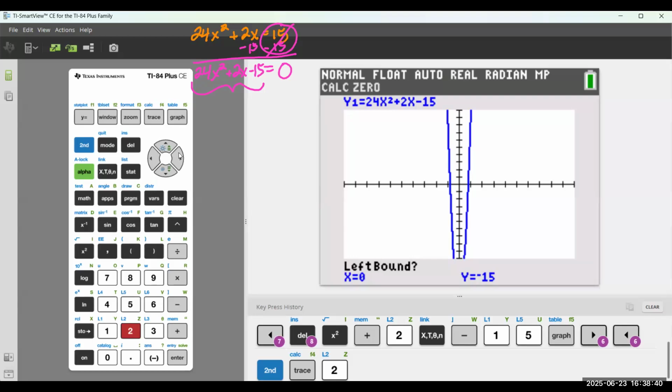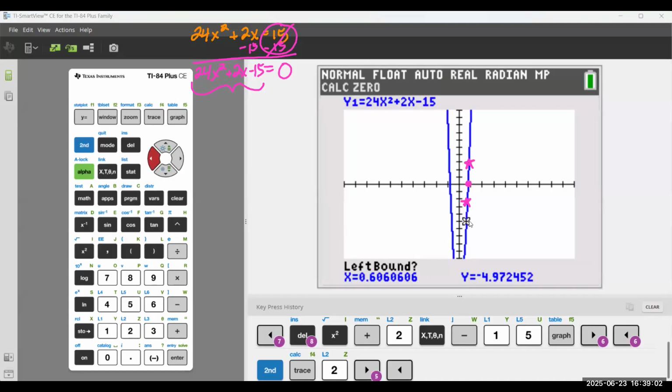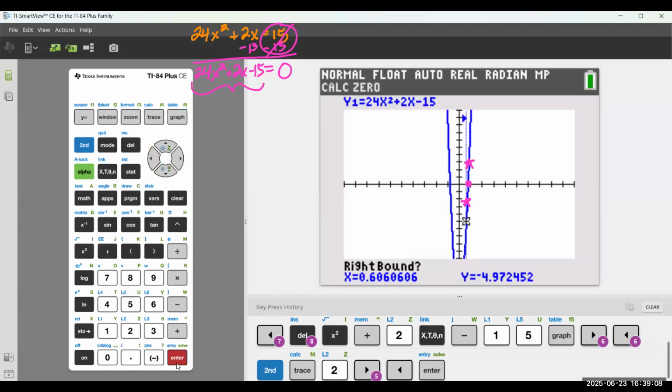And it asks the question, it says left bound. It wants you to go to the left of the number you're looking for. So right here is the number that I'm looking for. So to the left of it is going to be below, and then to the right of it is going to be above. So I am below it where I'm at right now. This little cursor is below or to the left of that x-intercept. So I'm going to click enter, and the question changes to right bound. So now I'm going to scoot to the right, and I'm going to be above or to the right of that little point and click enter.